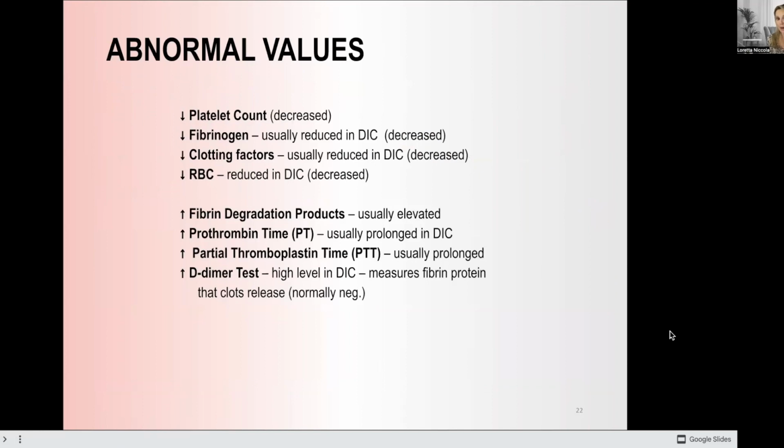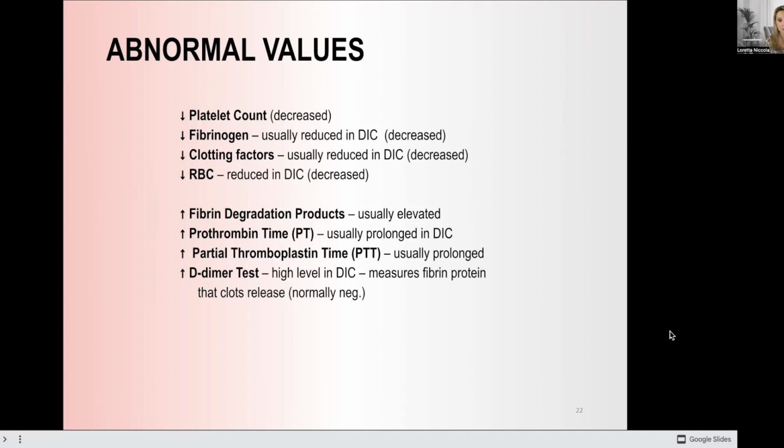Values. So what's going to happen with your labs here? Well, she's bleeding, so we're going to lose platelets. We're going to lose fibrinogen. We're going to lose clotting factors because they're being used up. And our red blood cells are going to be reduced because she's bleeding. So what's going to happen on the other end is the fibrin degradation products or proteins are going to be elevated. Her PT time, prothrombin time, is usually prolonged. And the PTT time is usually prolonged. So she's not clotting as fast.